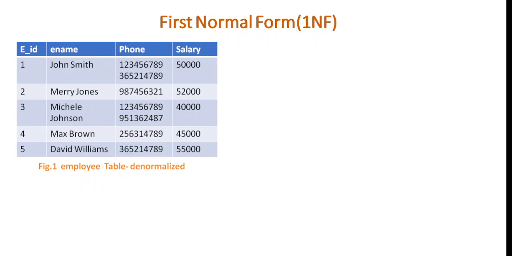Here multiple values are there for phone number in a single cell, and employee name can be further subdivided into first name and last name. So here a value is not atomic, and in the case of phone number, one cell consists of more than one value for the same entity. So this relation is not in first normal form. So we need to convert this relation into first normal form. Let's see how this relation can be converted.